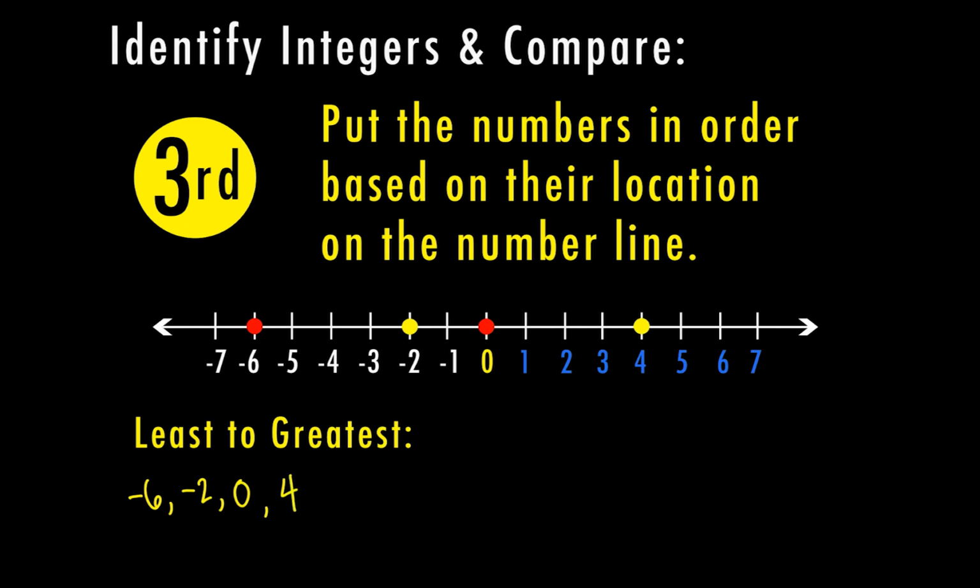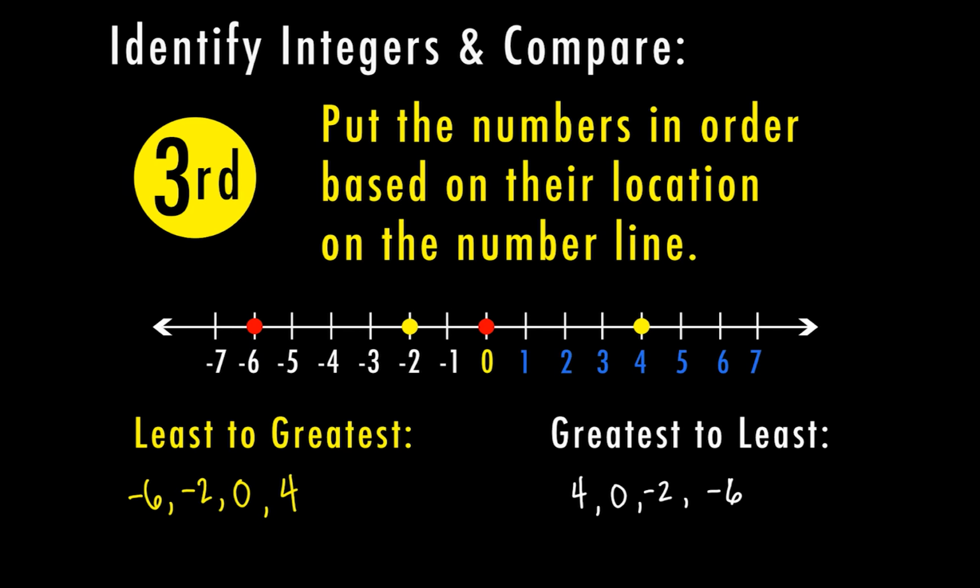Now, sometimes they ask you to label them greatest to least. So greatest to least is going to be the opposite direction. We're going to start on the far right and label them going to the left. So in this case, 4 would be our greatest number. 0 is the next smallest. Then I have negative 2 and negative 6. So you can see here that least to greatest is opposite of greatest to least.